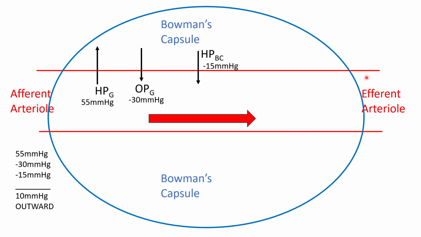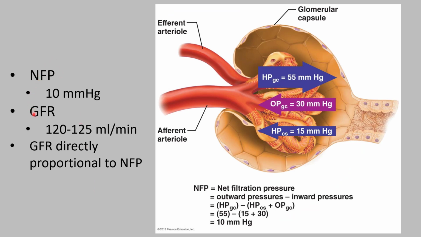Now down here, the efferent arteriole. If we constrict the efferent arteriole, well, blood's going to get out of the glomerulus more slowly. It creates a backup. So hydrostatic pressure will go up. Net filtration pressure will go up. Glomerular filtration rate will go up. If the efferent arteriole dilates, now blood will get out of the glomerulus more quickly. Hydrostatic pressure will go down, net filtration pressure will go down, and glomerular filtration rate will go down. So NFP and GFR are directly proportional to each other.